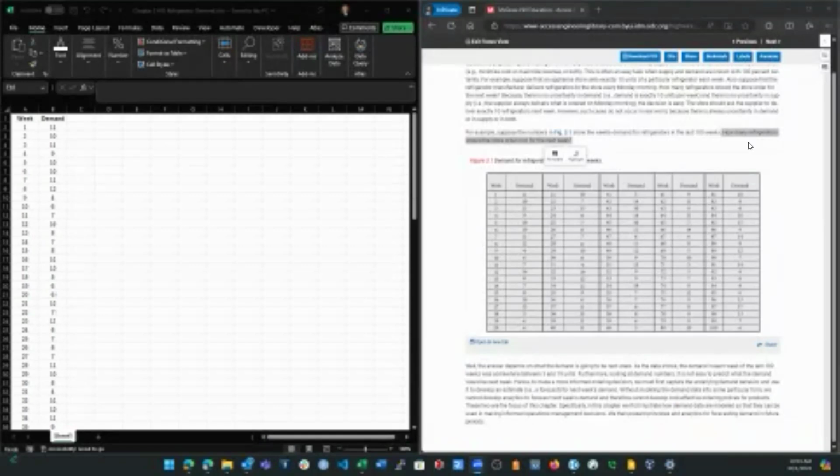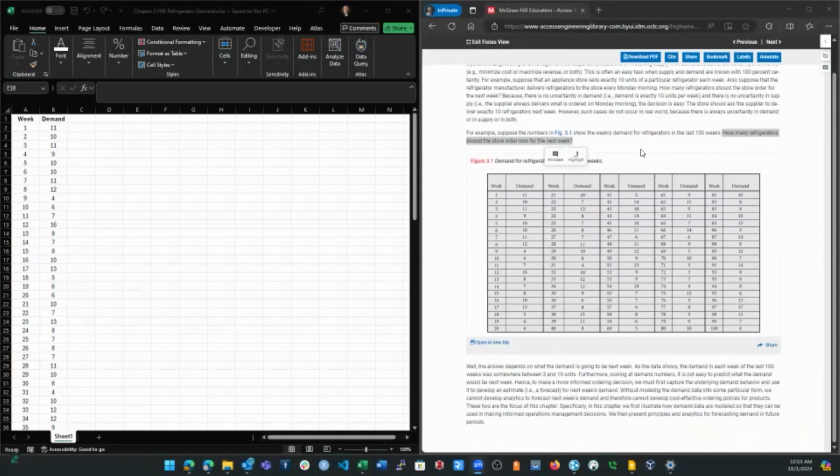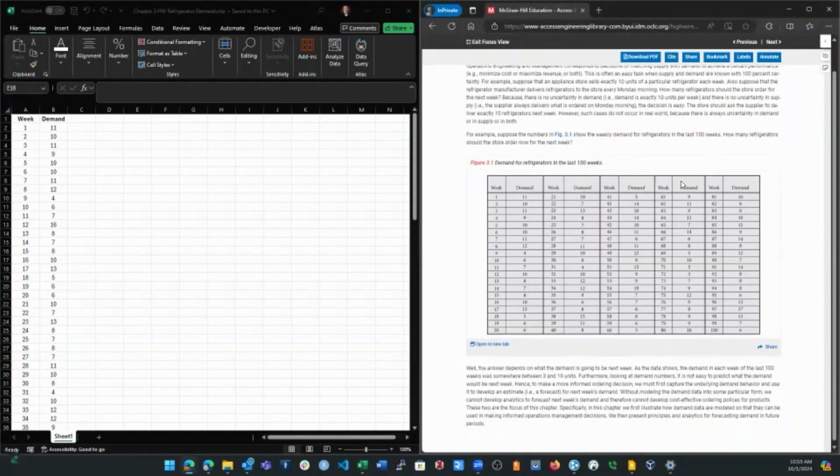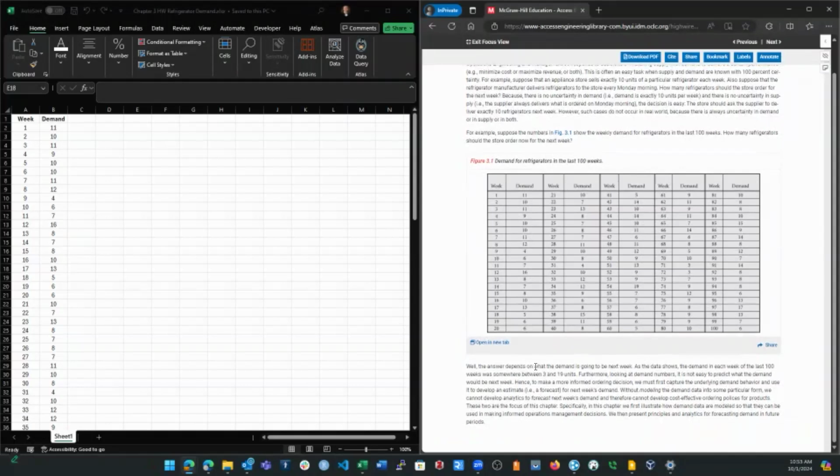How many refrigerators should the store order for next week? And let's just follow the book here as we go down. The answer depends on what the demand is going to be. As the data show, the demand in each week the last 100 weeks was somewhere between 3 and 19 units. So if you look at this demand, the lowest was 3, the highest was 19.